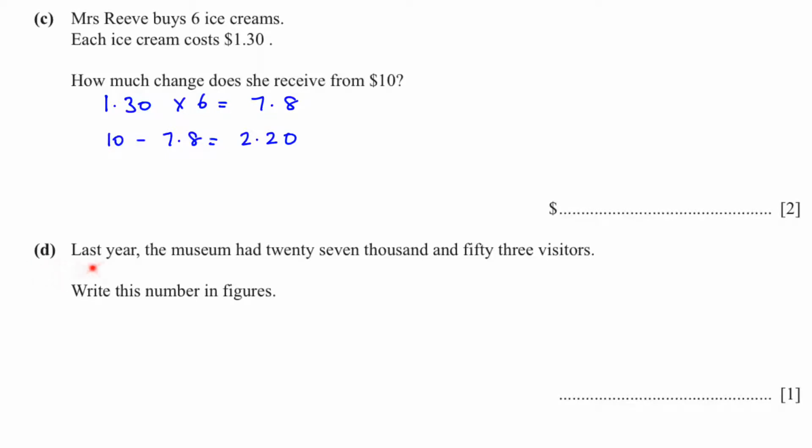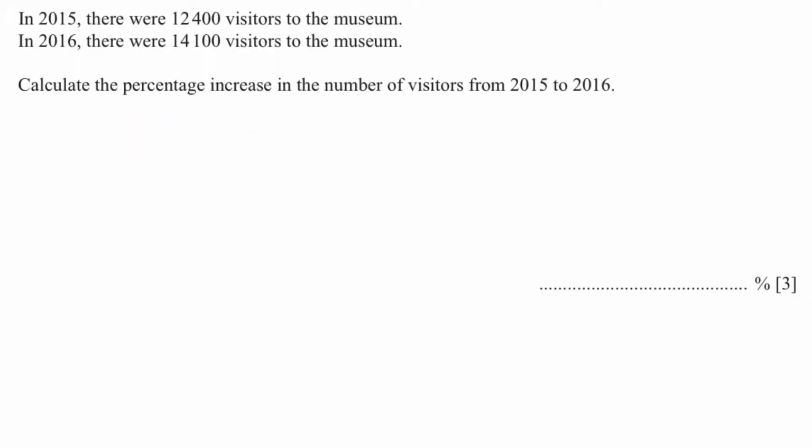In Part D, last year, the museum had 27,053 visitors. Write this number in figures. So there it is, 27,053. In 2015, there were 12,400 visitors to the museum. In 2016, there were 14,100 visitors to the museum. Calculate the percentage increase in the number of visitors from 2015 to 2016.